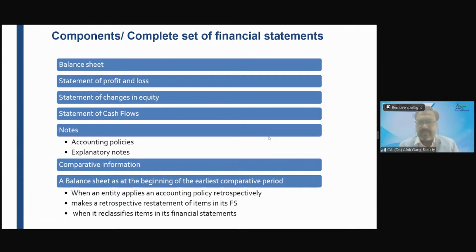Sorry, I could not understand, you said it should not come. Okay, okay. Ankit is saying, sir, restated balance sheet required. Friends, in case of correction of error, whenever there is a material impact, okay? If the error is material, then only third balance sheet is required and restatement is required. If the error is not material, then it is not an error.